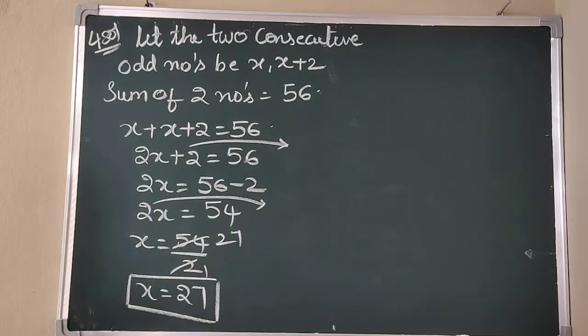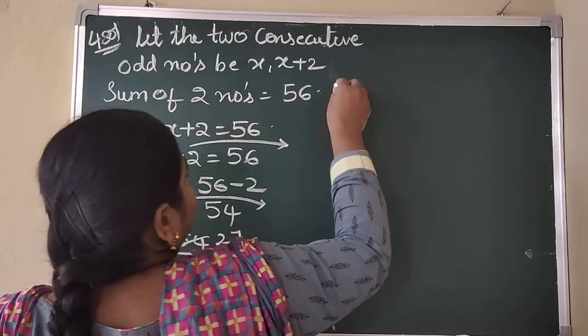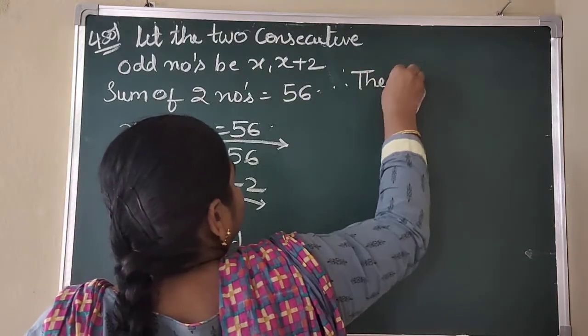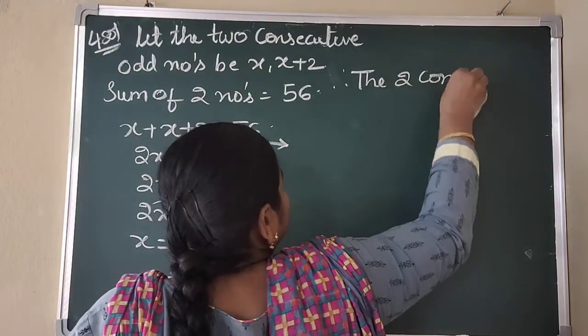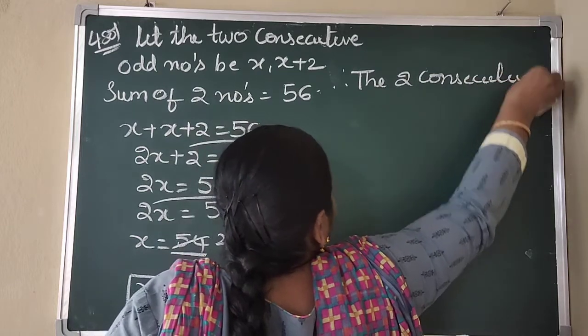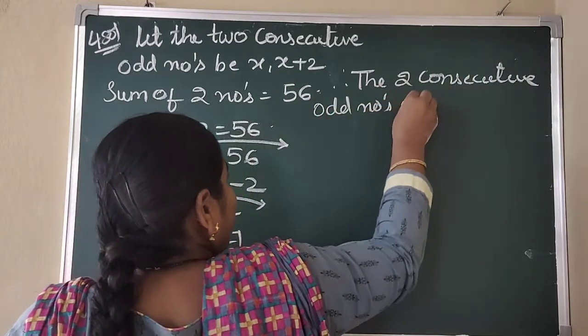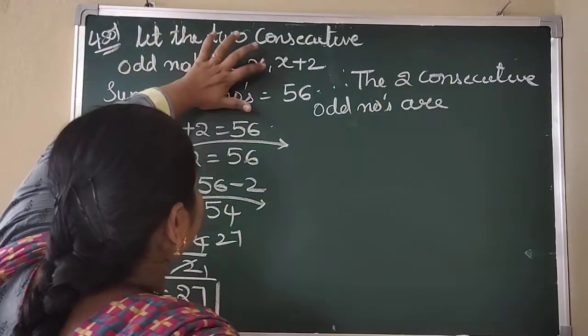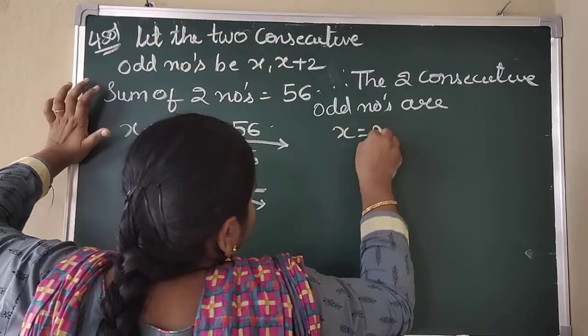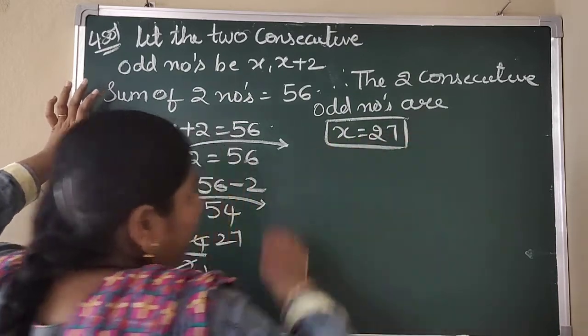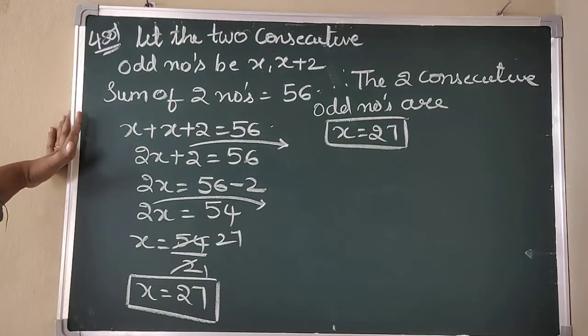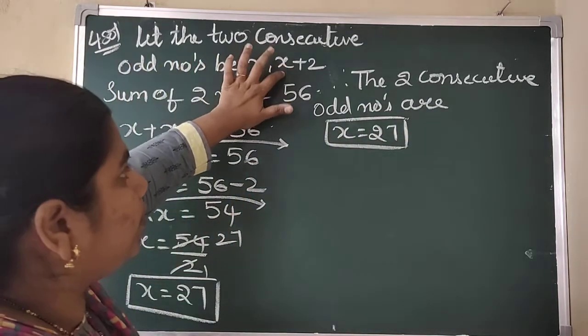So here, what are the two consecutive numbers? Therefore the two consecutive odd numbers are, so the first consecutive number is x, that means x is equal to 27, already we got. Okay, so the second consecutive number we have to find. So what is the second consecutive number here?